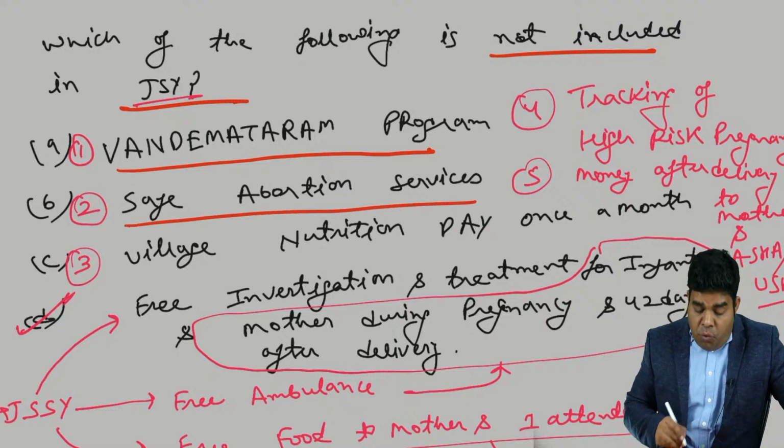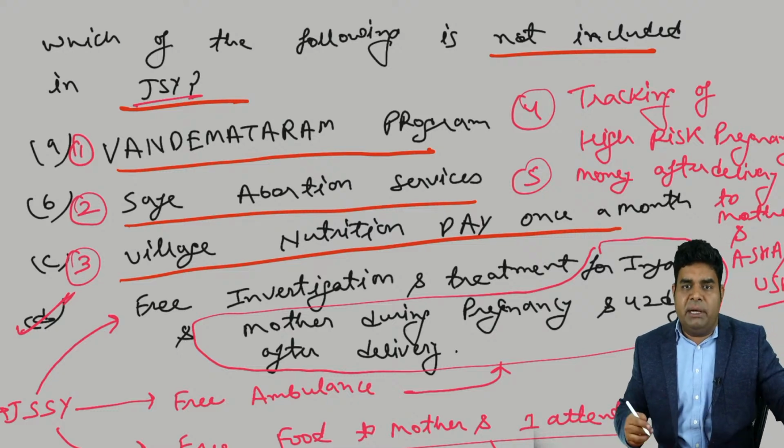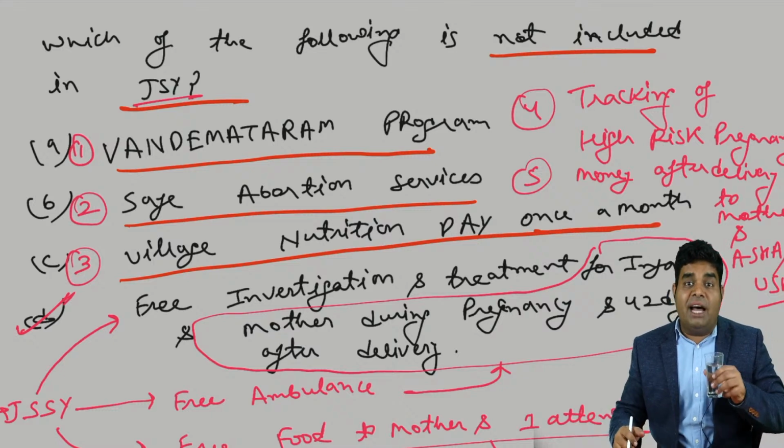Third is Village Nutrition Day. And they have asked this question: Village Nutrition Day is celebrated twice a month, once a week, or once a month? Answer is once a month. This is known in common language as Mamta Divas.